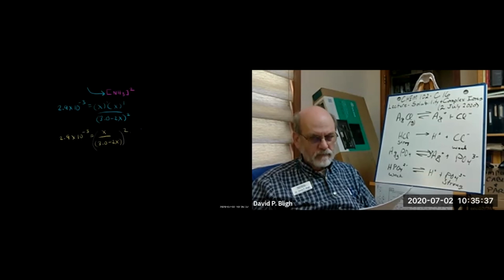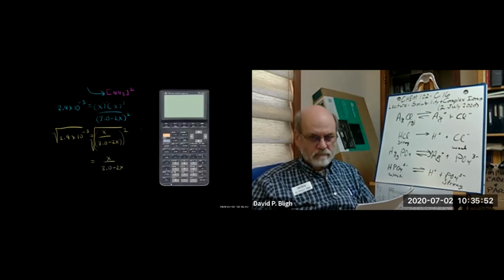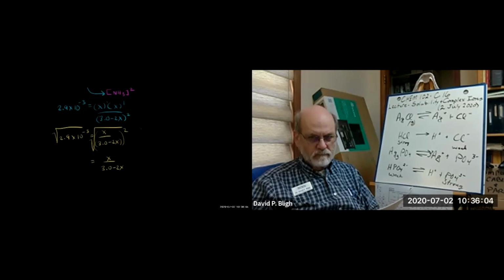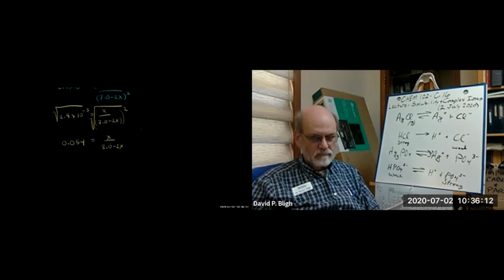Now we can take the square root of both sides, right? So take the square root of 2.9 times 10 to the negative third, and take the square root of what's on the right, which would be x over 3 minus 2x. And let's take out the calculator to do the other one. So the square root of 2.9 times 10 to the negative third is equal to, let's round that, 0.054. It just makes it easier here to round that. Our goal is to solve for x. Our goal is to solve for the molar solubility.